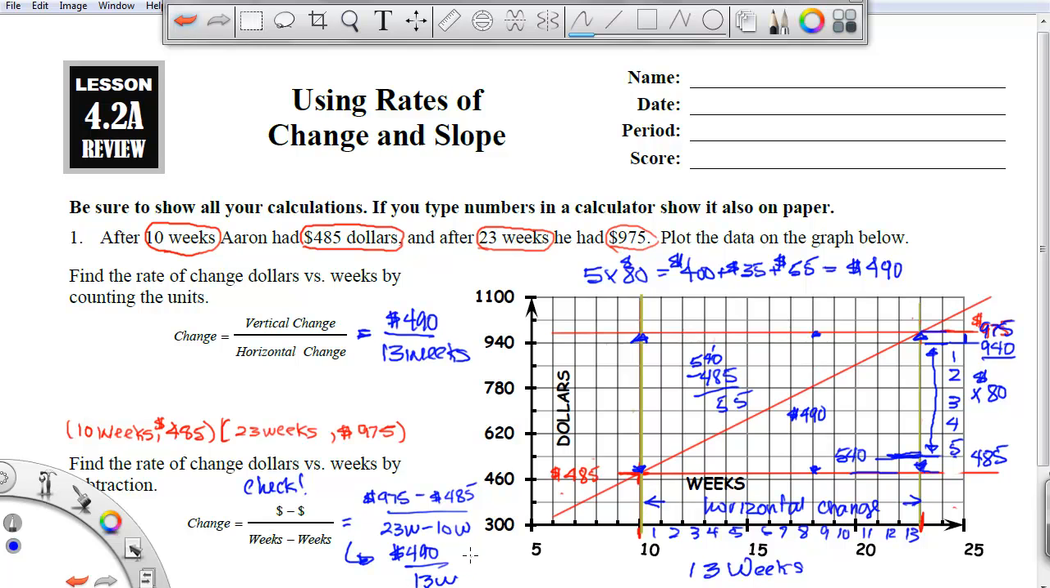So that checks out. I found my rate of change by subtraction, and I found it by counting, and so we've done our graph right, and everything's exactly where it's supposed to be.